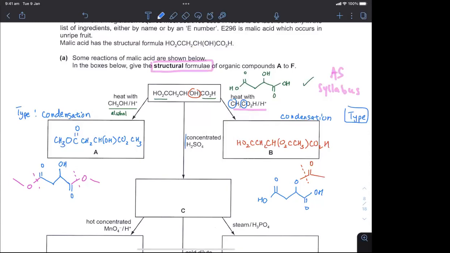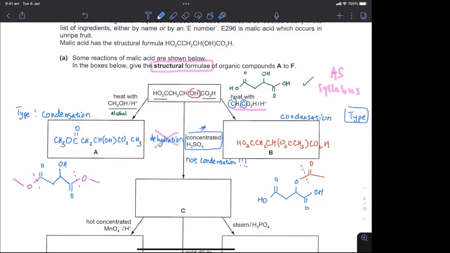The next one, just concentrated sulfuric acid, that is not condensation. So you're not doing condensation there. What are you doing there? You are using that to do dehydration. But again, dehydration is the name of the reaction. It's not in the type of reaction under AS chemistry, so it's not there.